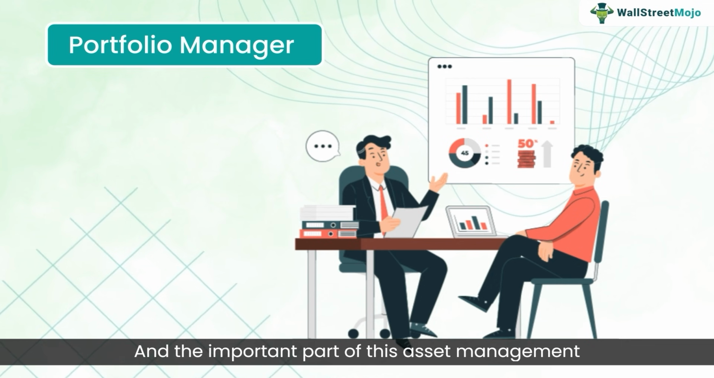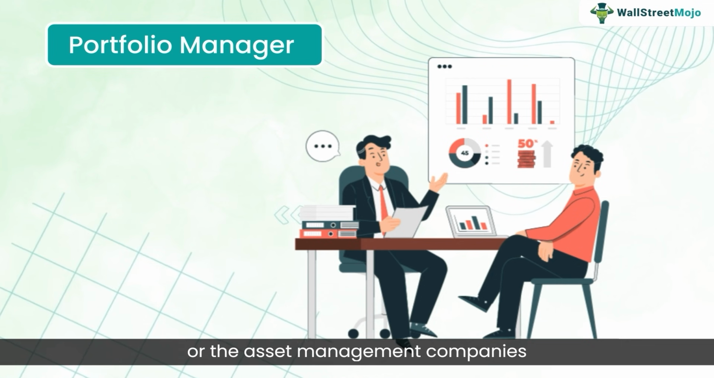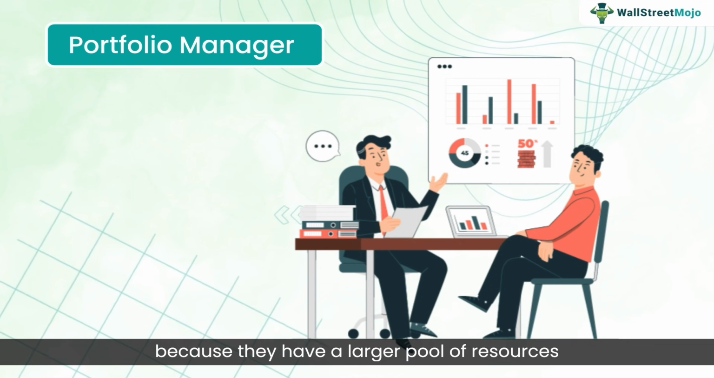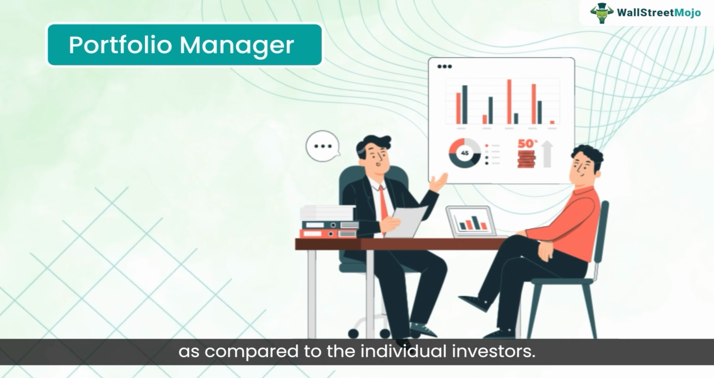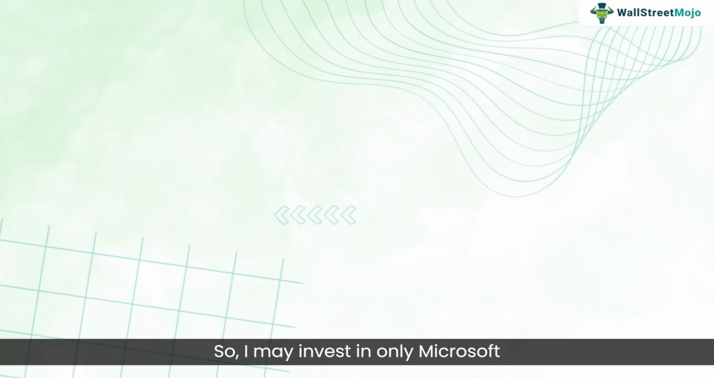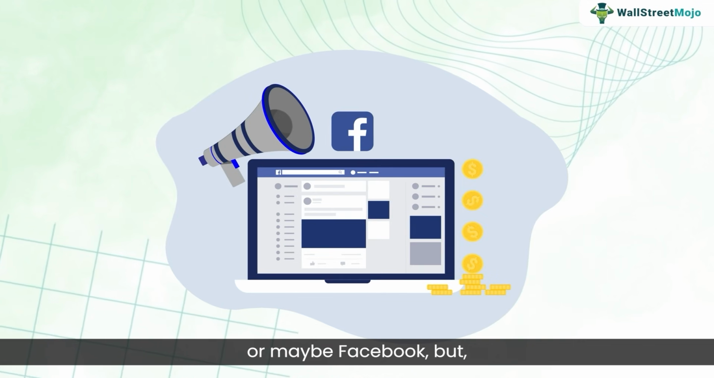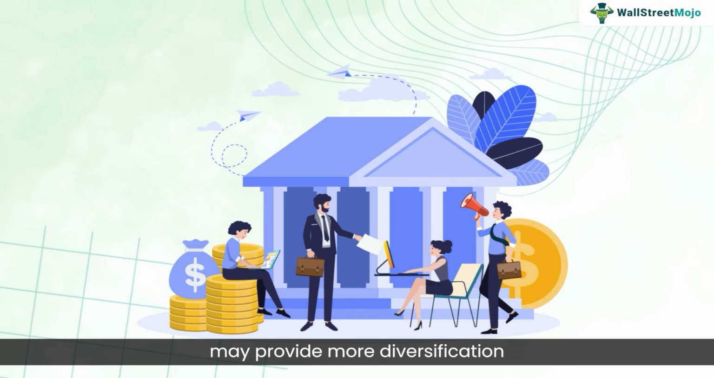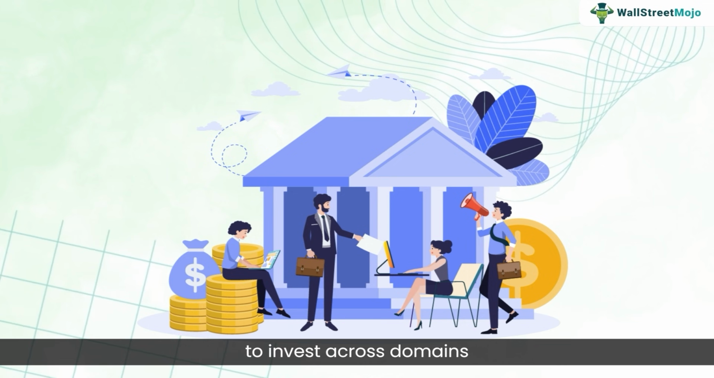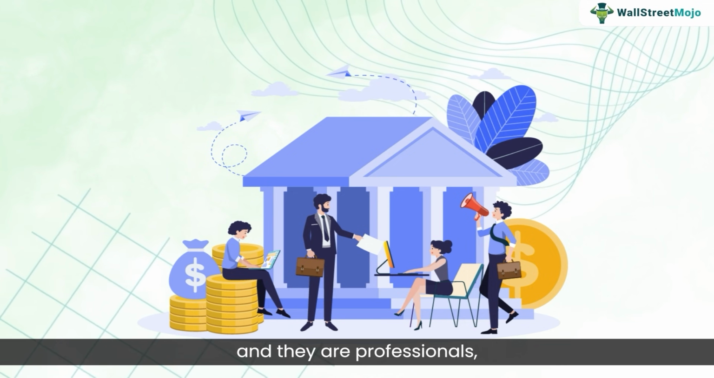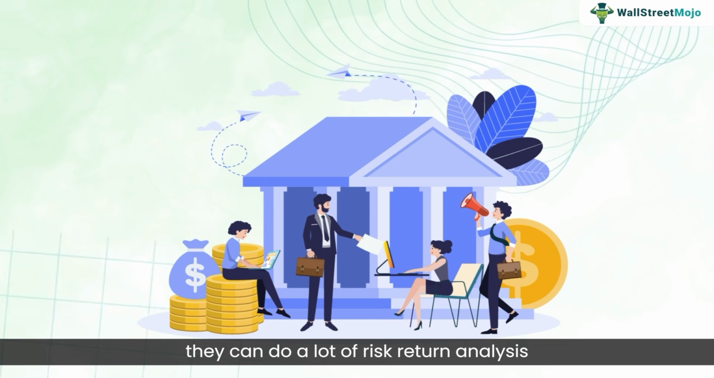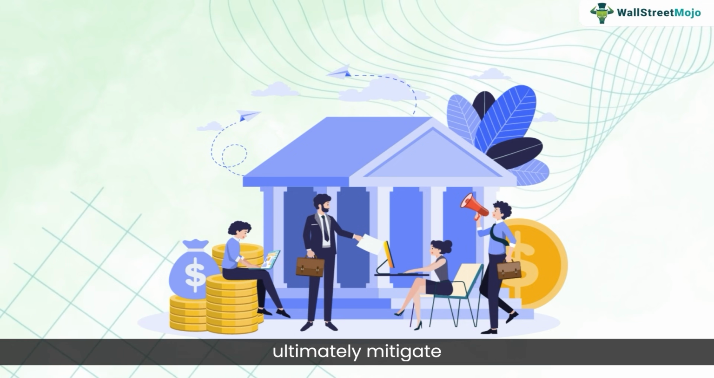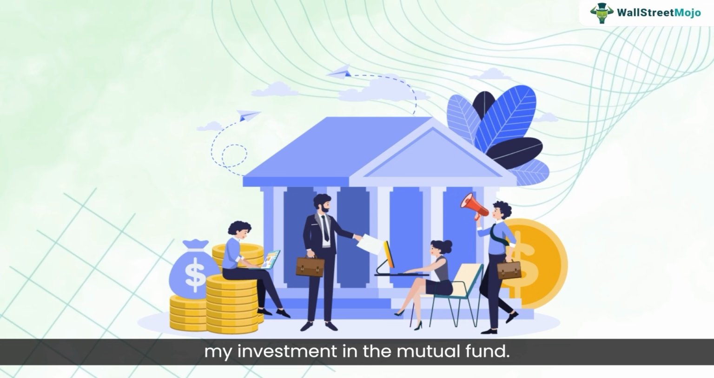The important part of asset management companies is that they provide a lot of diversification because they have a large pool of resources as compared to individual investors. So I may invest only in Microsoft or maybe Facebook, but the mutual fund that invests in technology stocks may provide more diversification benefits because they have large funds to invest across domains and they're professionals, right? So they can do a lot of risk-return analysis and diversify their large portfolio, which will in return ultimately mitigate my risk in the mutual fund, right?